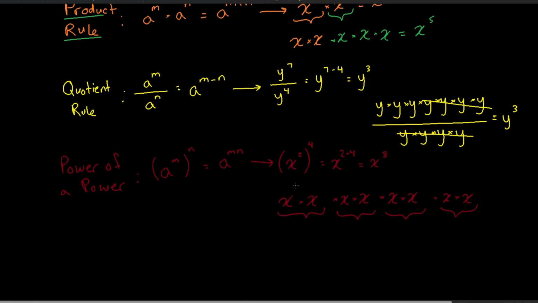This is the same as x squared times x squared times x squared times x squared. And that is all. And if I just count the number of x's here, that's 1, 2, 3, 4, 5, 6, 7, 8 x's, which is the same as x to the 8th.